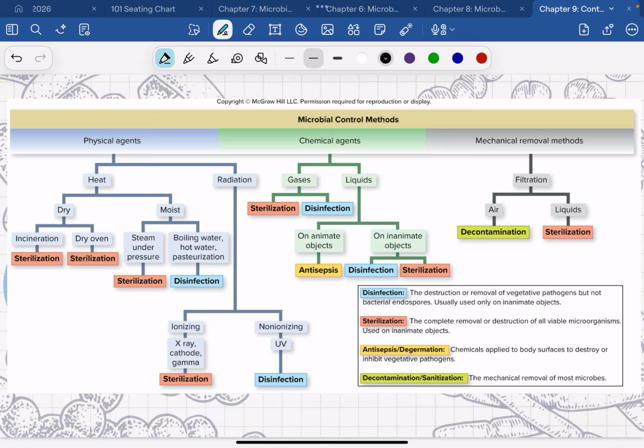And this talks about, of the microbial control methods that we have, 3 general categories. We have physical agents, chemical agents, and then mechanical removal methods, which we're going to talk about more. And then within those, we have different types, and it tells you whether or not these types sterilize or disinfect. And that's going to be important. Okay. And like I said, we're going to go through all of this individually, but this chart will be a helpful overview, I guess, summary.